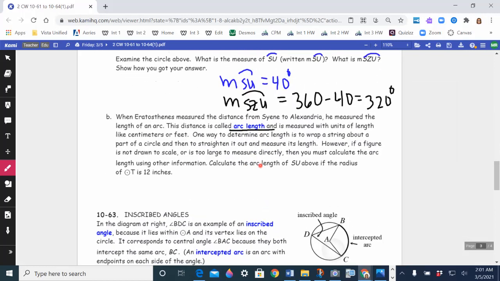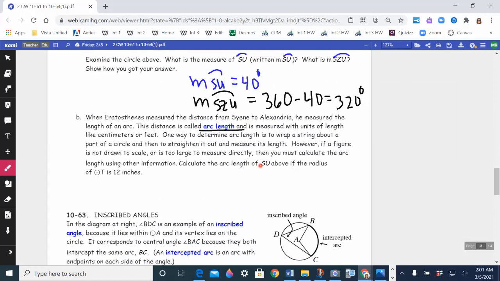So here it says, one way to determine an arc length is to wrap a string about a part of a circle and then straighten it out and measure its length. However, if a figure is not drawn to scale or it's too large to measure directly, or you don't have any yarn on you, then you must calculate the arc length using other information. Calculate the arc length of SU above, if the radius of the circle T is 12 inches.